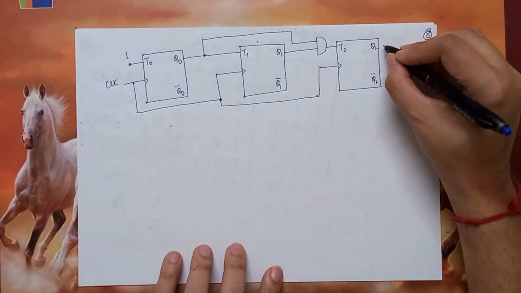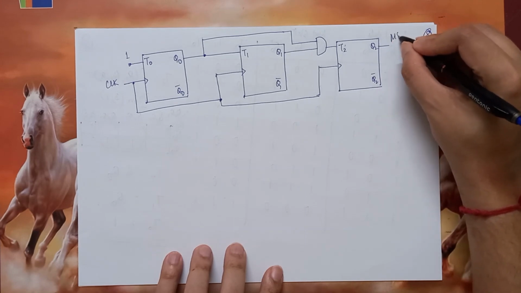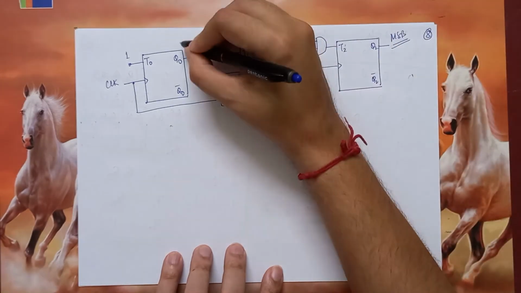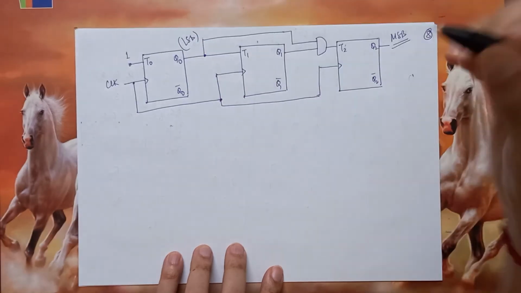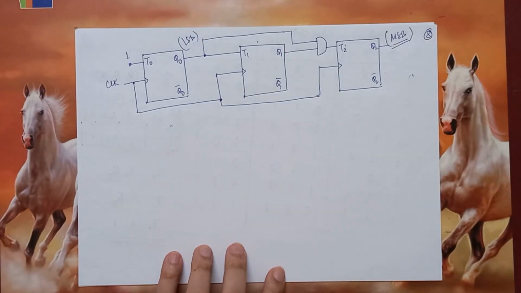Something that we should not forget is that Q2 is the MSB of the count and Q0 is the LSB of the count. So this is what a synchronous counter looks like.